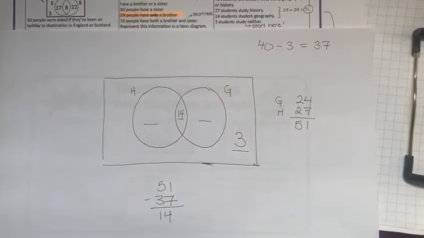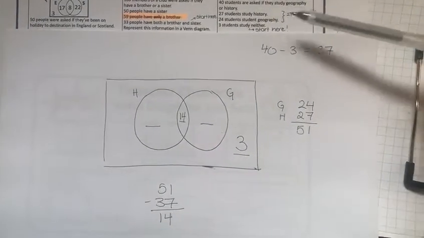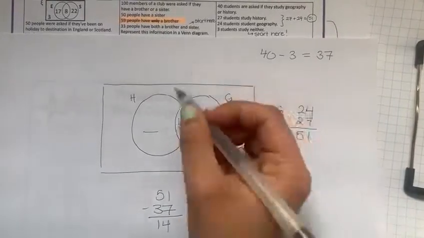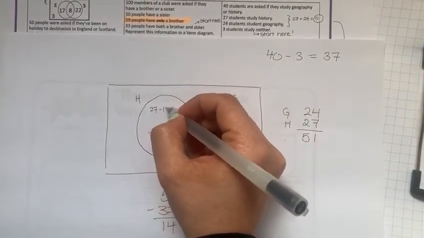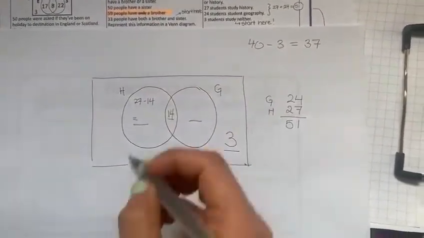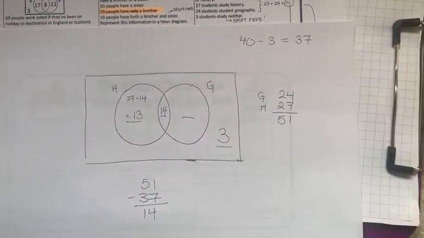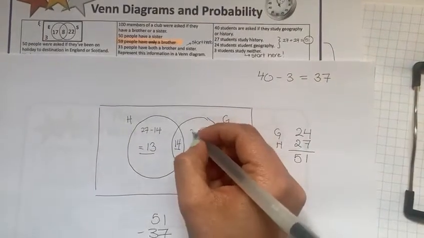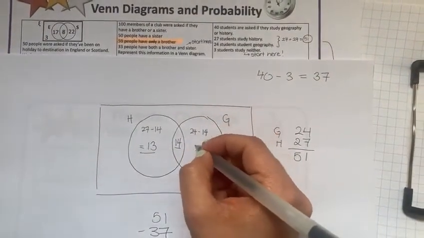From there, I can go in and fill out the rest of the Venn diagram. I know that 27 students in total study history, so that plus that has got to be 27. So if I do 27 take away 14, that's going to give me the number that goes in there, which is 13. And I know that 24 students in total study geography. So if I do 24 take away 14, that's going to give me 10.